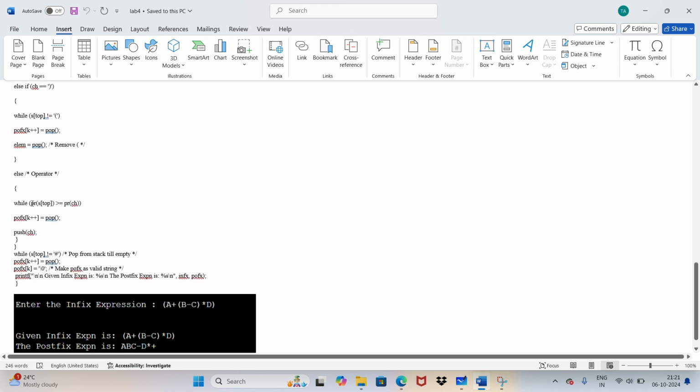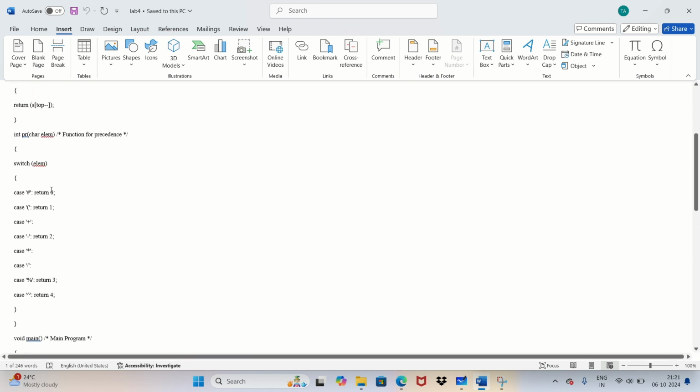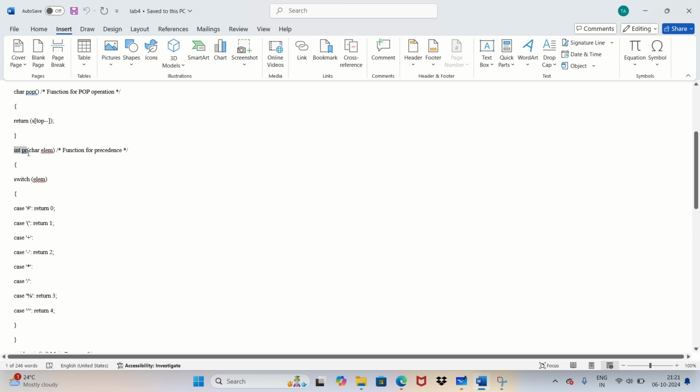Okay, so this priority of stop, this PR is also a function. Here the function is written, see PR. Here what is going to happen is it is going to take your element.